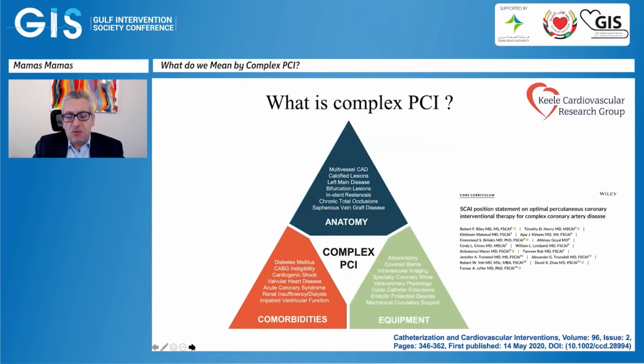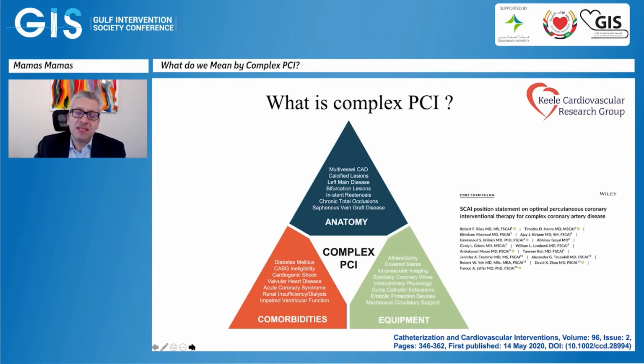Other scoring systems or other definitions of complex PCI have been developed. So this is the SCAI definition. The SCAI definition considers anatomy, so in terms of multivessel PCI, calcified lesions, bifurcations, CTOs, vein grafts. It also considers equipment. So if you need to do atherectomy, that's a complex PCI. If you need mechanical circulatory support. And finally, and importantly, it also considers comorbidities such as diabetes, whether the patient's a surgical turn down, whether they have valvular heart disease, renal impairment, impaired LV function, and so forth.